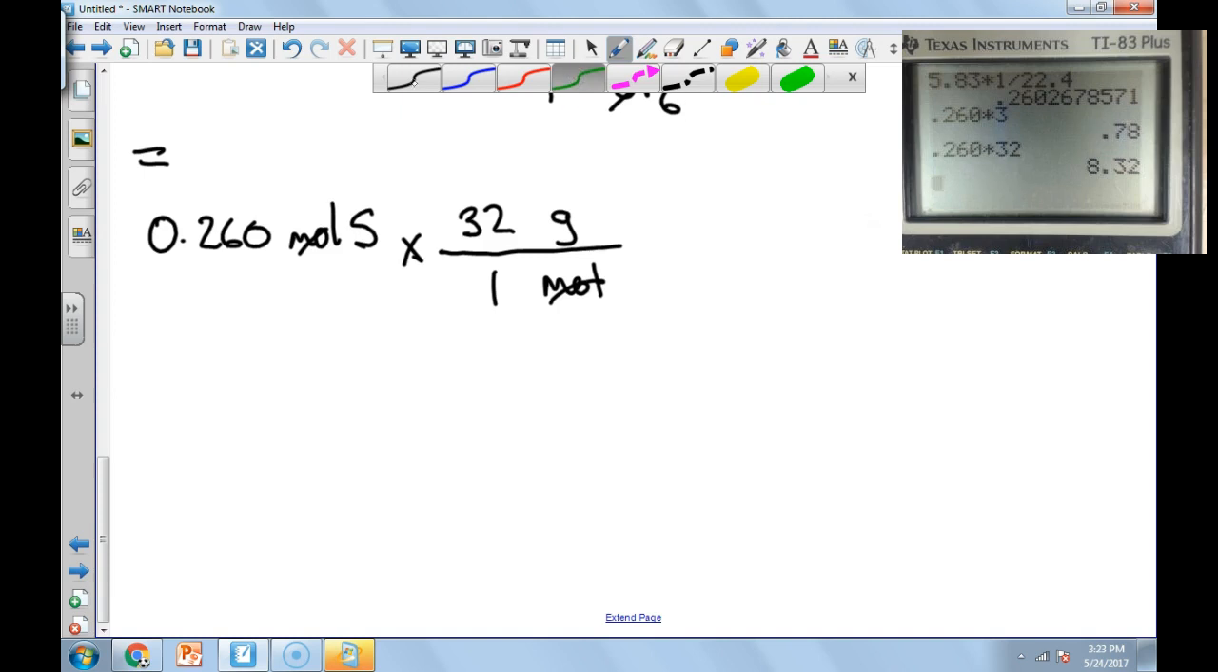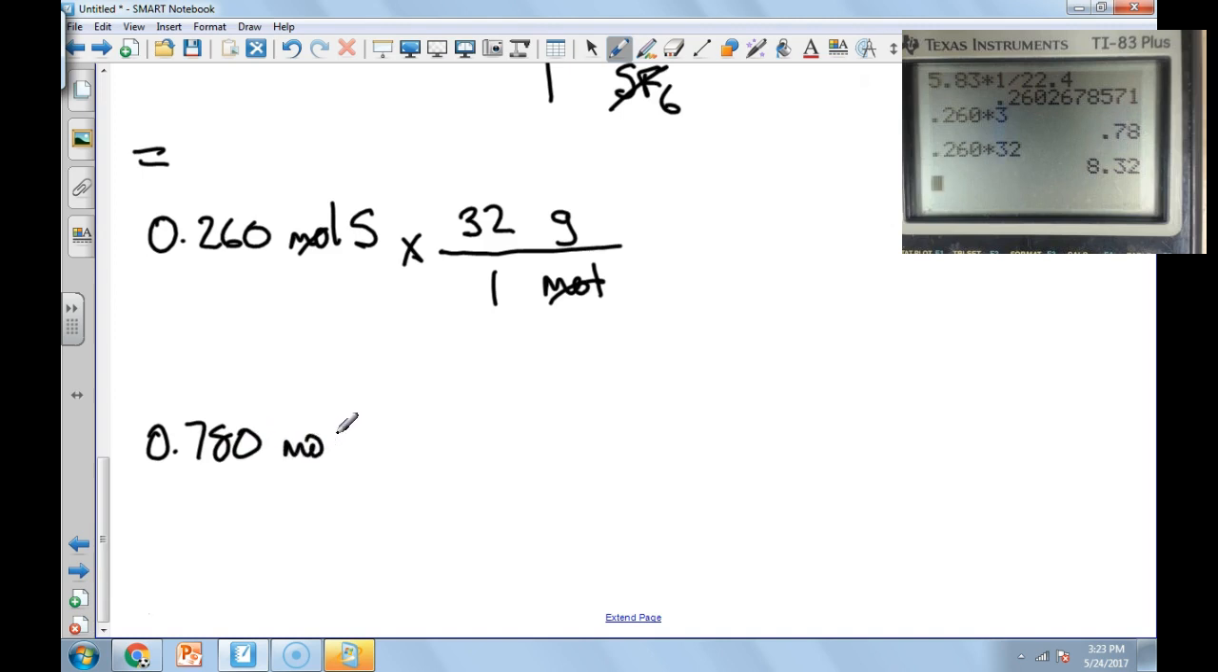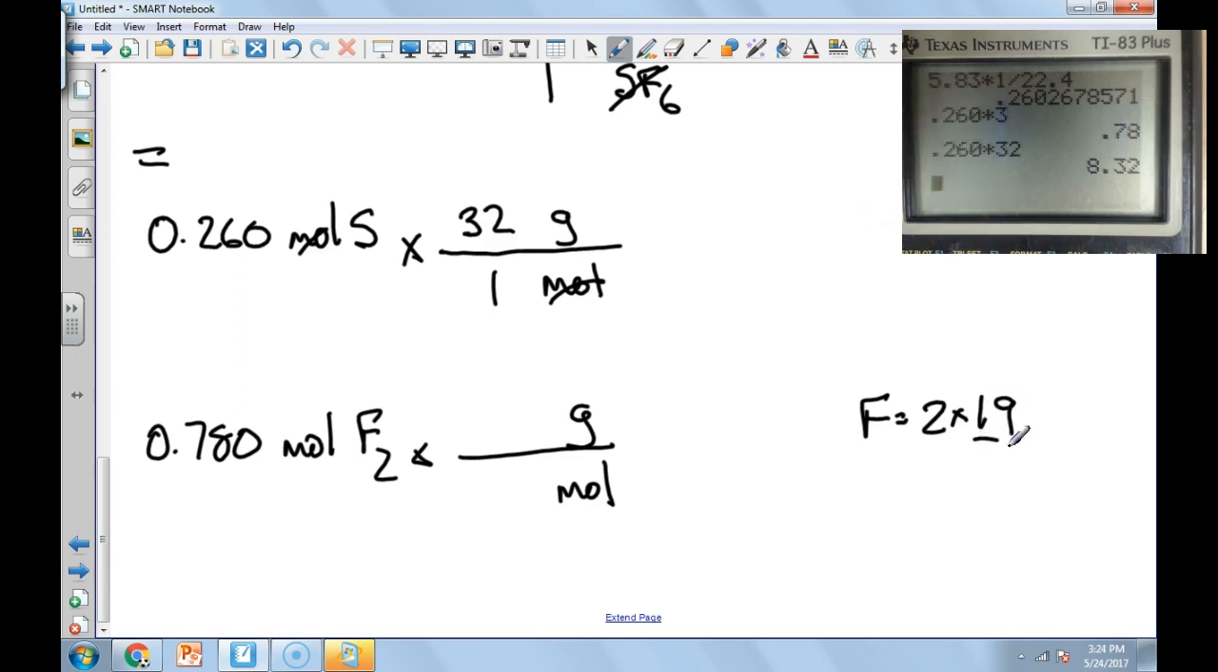So for F2, it's 0.780 moles of F2, and we X-line it, and we put moles on the bottom, and we want to convert to grams. But here we probably should figure out what the molar mass of fluorine gas is. So for fluorine, there are 2 of them in it, times 19. Again, that comes from the periodic table. There's just 2 of those, so that's 38 grams per mole. So for every 1 mole, it's 38 grams.